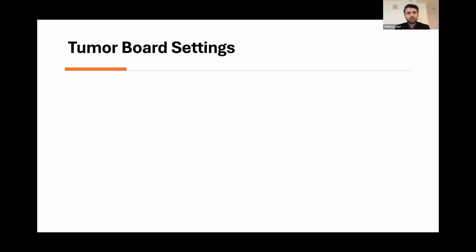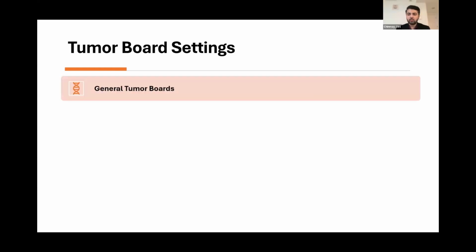With this, I want to briefly mention tumor board settings as well, because you already saw that there's a precision medicine approach and how to utilize that for non-small cell lung cancer. But what are the different tumor board settings where we would discuss each of these cases? So first and foremost is general tumor boards.